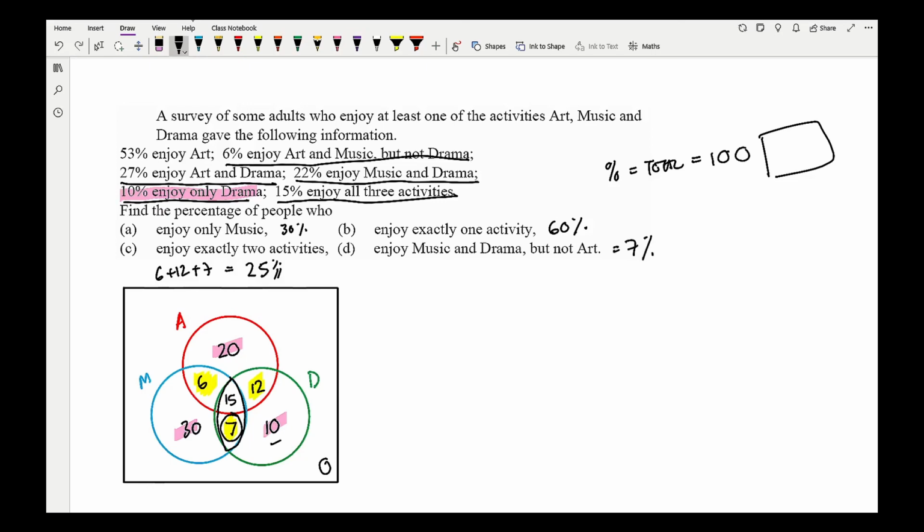And you can see the advantage of drawing a Venn diagram. Yes, it may take you a long while, and yes, we don't need to use all those numbers, but in order to find out the answers to A, B, C, and D, it was made a lot easier by using this Venn diagram.